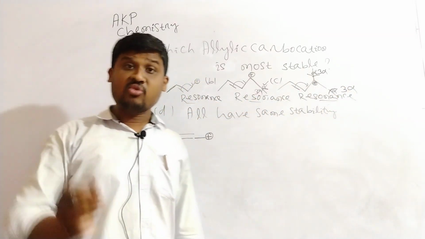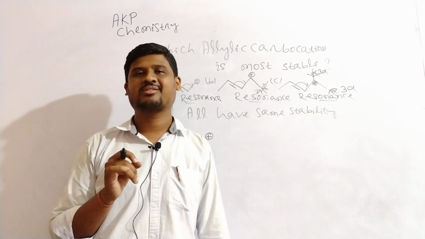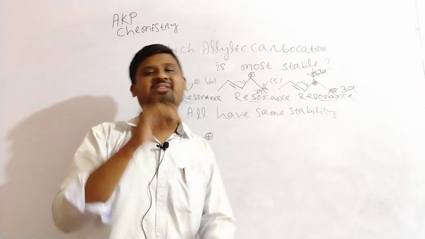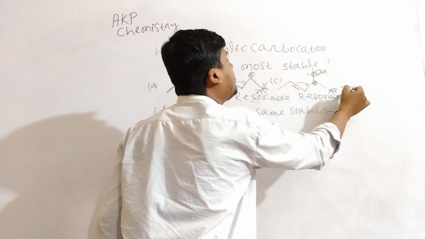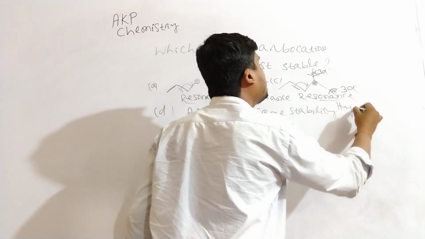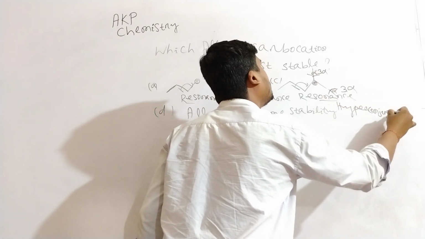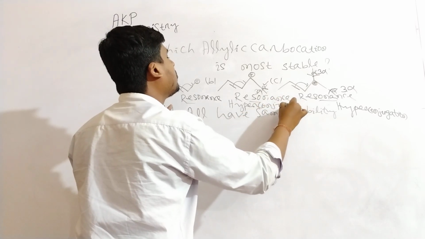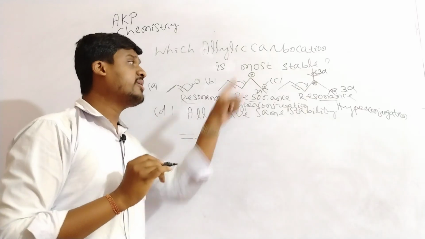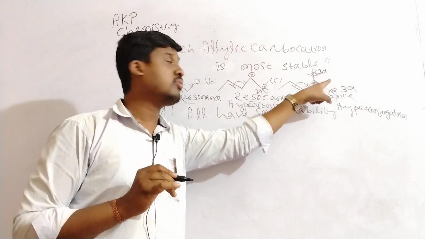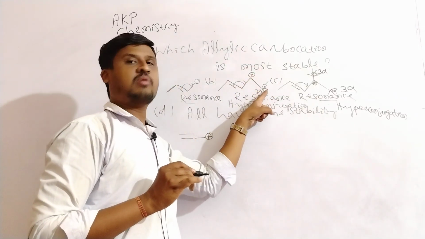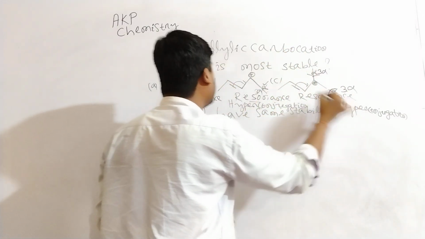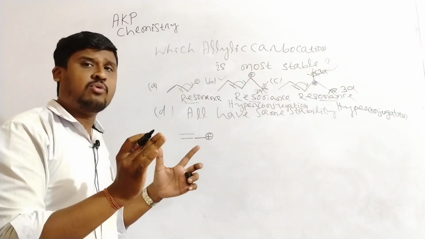Resonance is there, but according to another term, hyperconjugation, the more alpha hydrogens, the more hyperconjugation, the more stability. So here 6 alpha hydrogen atoms, here 3 alpha hydrogen atoms, or there is no hyperconjugation. With 6 alpha hydrogen atoms, this one is more stable than this one. Here resonance plus hyperconjugation, so B and C are more stable than A.